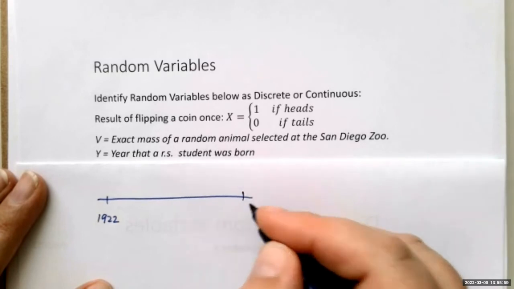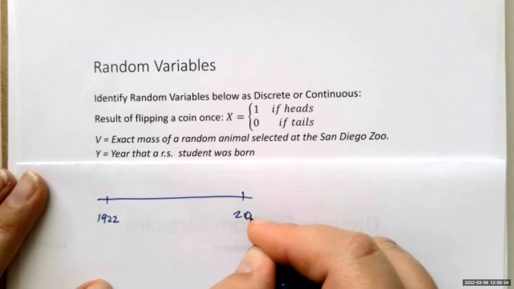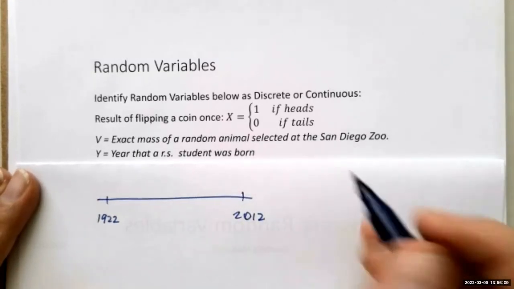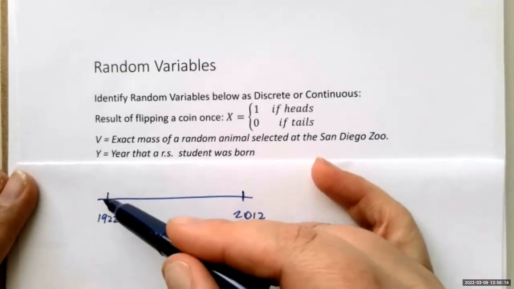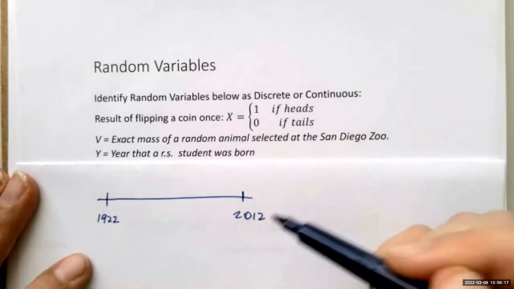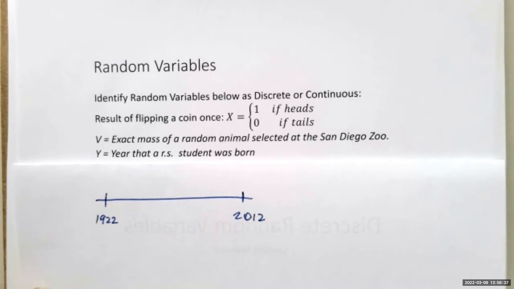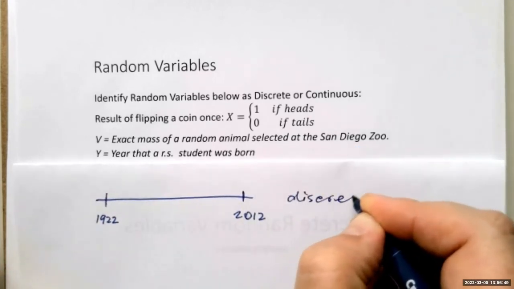And probably the last year would be 2012. So the person would be 10 years old, but again, if they're brilliant, they could still go to college, right? So we would have a list of numbers between 1922 and 2012. Would the list be long? Yes, but can we still list all the numbers? Yes. So we conclude that this variable y is a discrete variable.